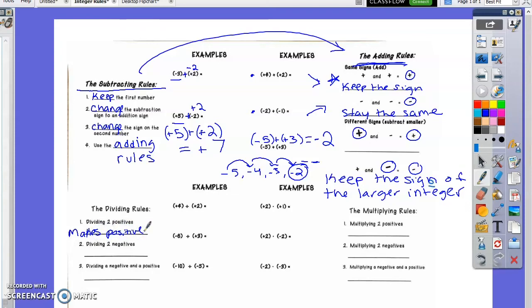But what happens when you have 2 negatives in your dividing? It does not stay the same. It does not stay negative. When you have a negative divided by a negative, those negatives cancel out and you end up with a negative number making a positive number.